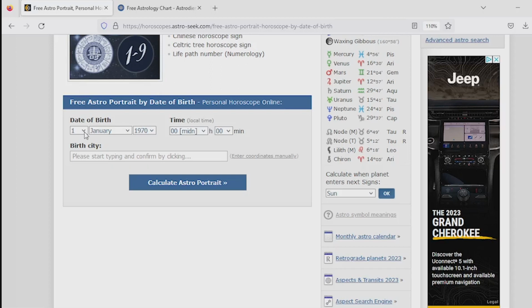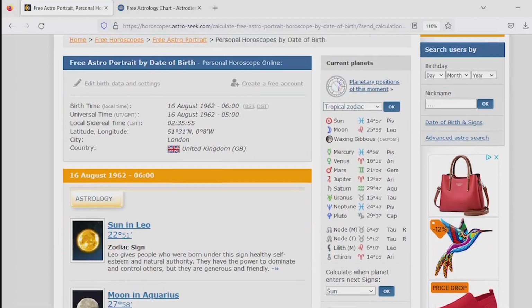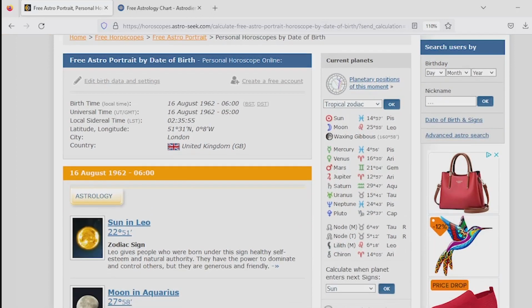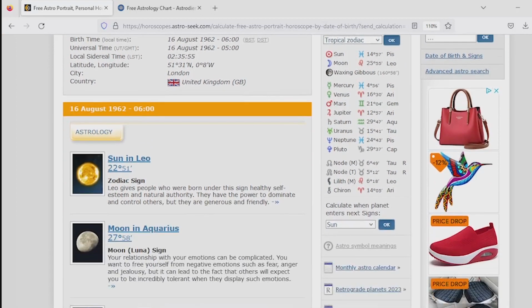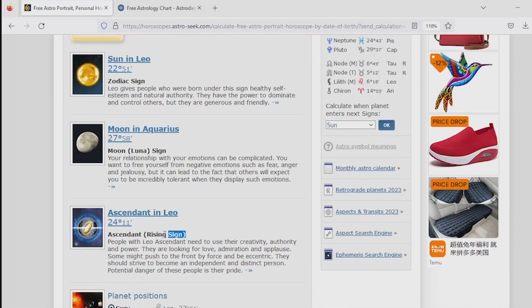If you don't have an accurate time and you don't have an accurate location, you're going to get accurate information about the sun sign, but not necessarily the moon and the rising or ascendant. And then I'm going to simply click Calculate Astro Portrait, and we're going to scroll down. And this is going to give us specifically the sun, moon, and ascendant, or it's also known as rising sign. So please take note of that. Ascendant and rising sign mean the exact same thing.